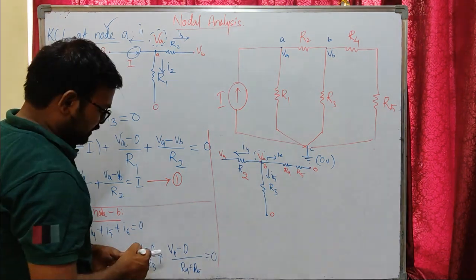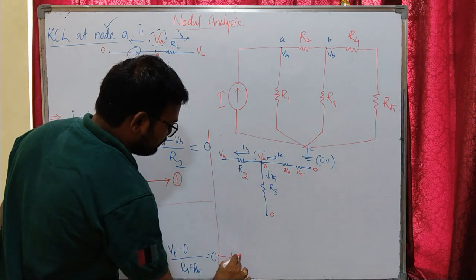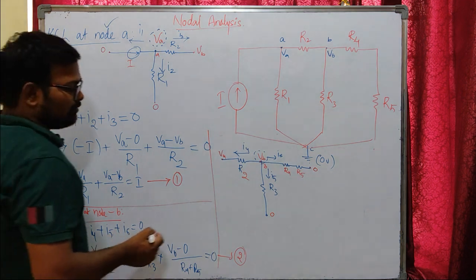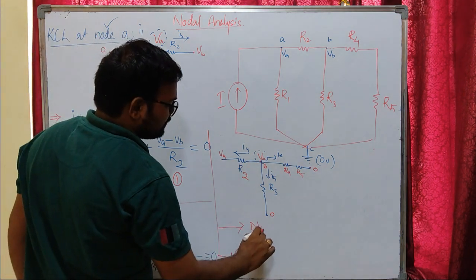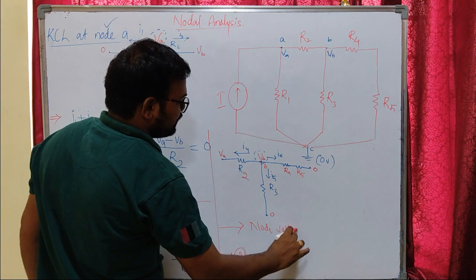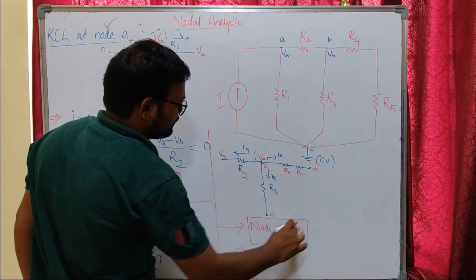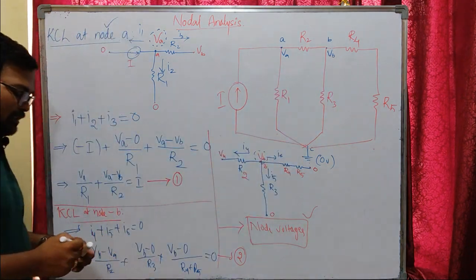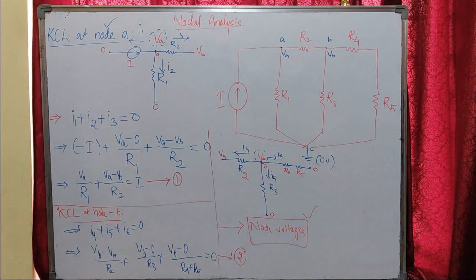So let us take it as equation 2. By solving these two equations, we are going to get the variables. What are the variables we are going to get in KCL? They are node voltages. We are going to find node voltages as answers. They are nothing but VA and VB, which can be found using nodal analysis. So this is about performing nodal analysis with more than one node. We have two equations here, and if you solve them, you are going to get the node voltages VA and VB.